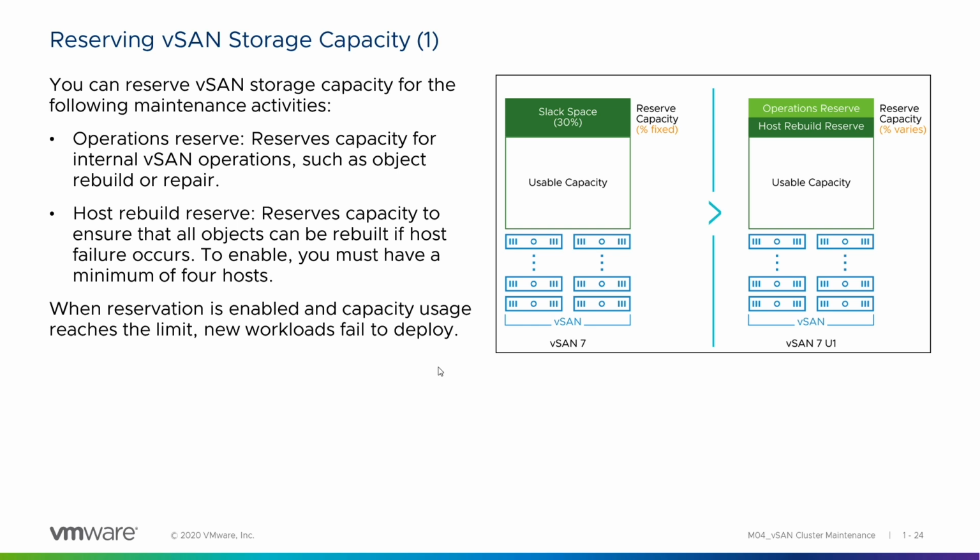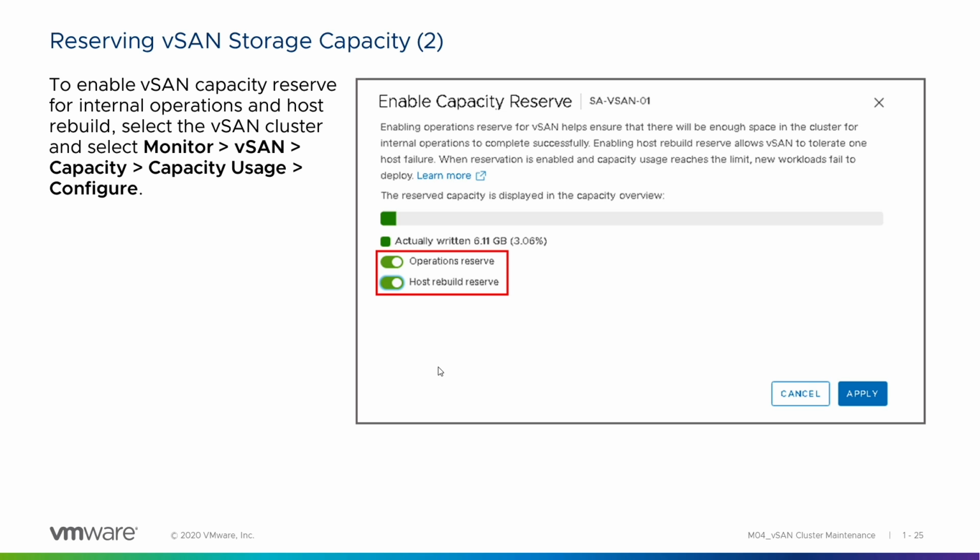What is the difference? Notice, operations reserve, it says right here, it reserves capacity for internal vSAN operations, such as object rebuilds or repairs. Host rebuild reserve is a little bit different. Notice this reserves capacity to ensure that all objects can be rebuilt if a host failure takes place. So when you take a look, here we show you how to do it. You can actually see that if you go to the monitor tab, and you choose capacity, then you see these new choices. When you say, I want to enable it, this will take you to the configuration tab.